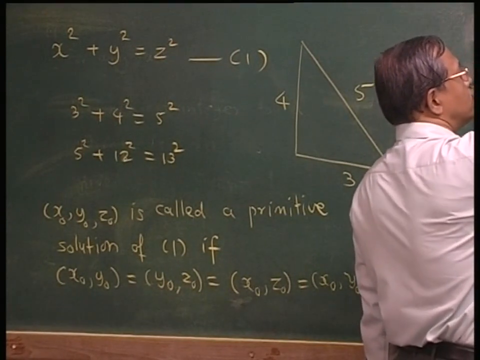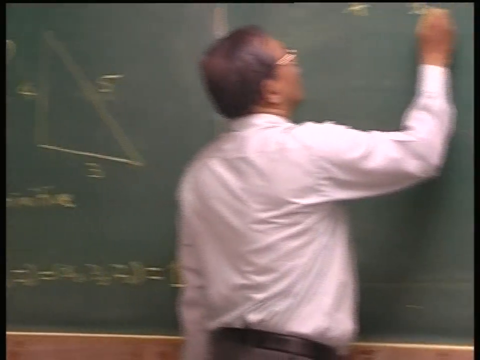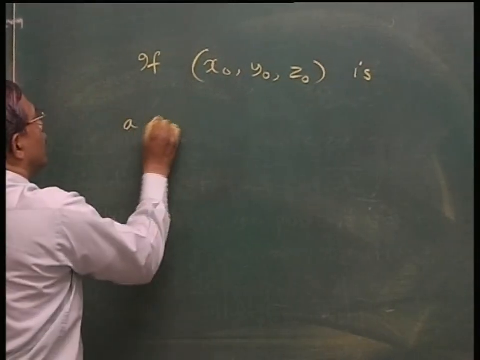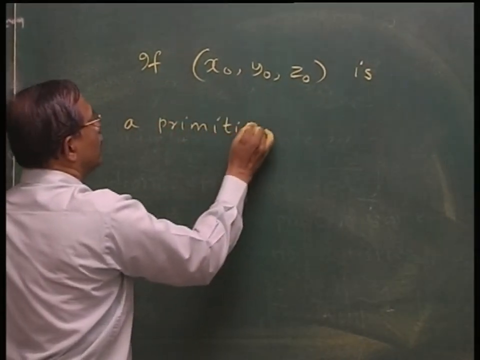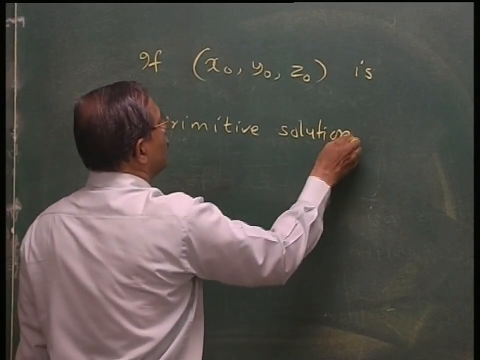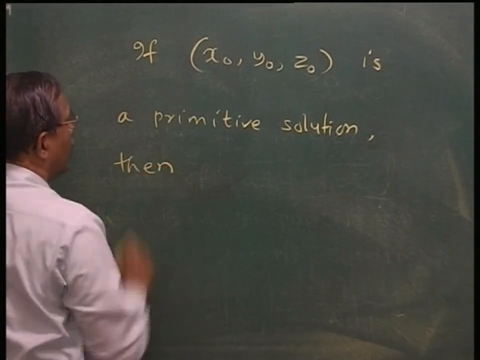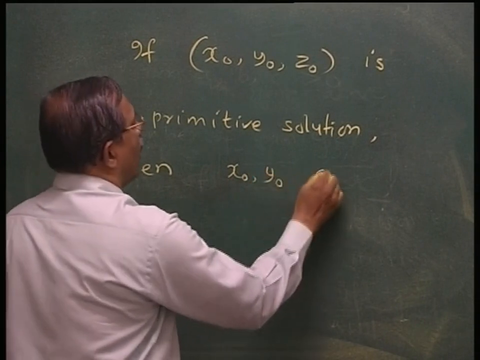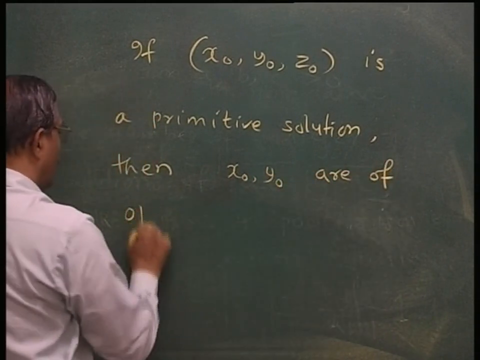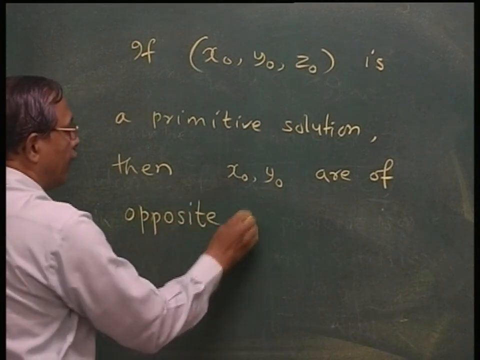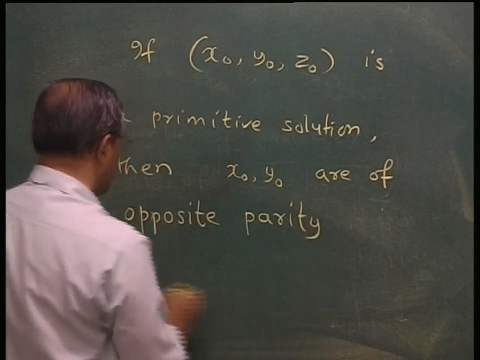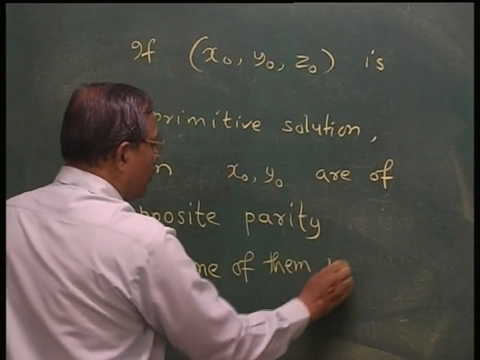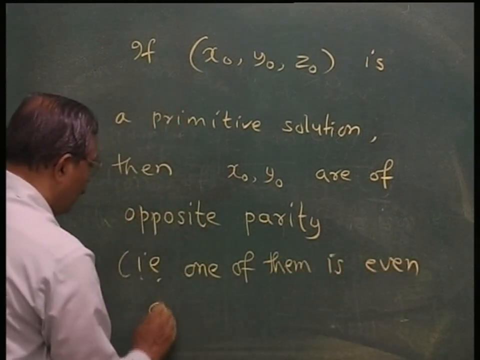Also one notes that if x0, y0, z0 is a primitive solution, then x0, y0 are of opposite parity, that is one of them is even and the other is odd.